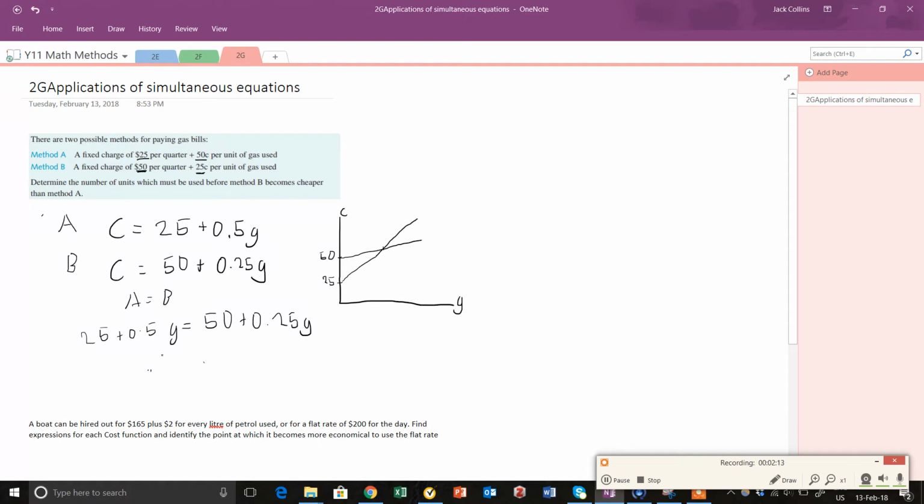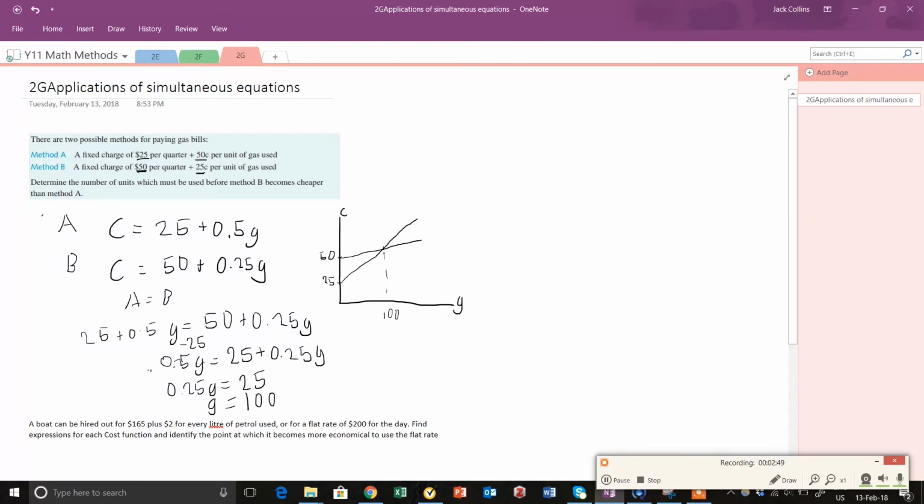So to solve that, we just make G the subject. We take 25 away, so we've got 0.5G is equal to 25 plus 0.25G. Then we get the G's all on one side, so take away 0.25G. So we've got 0.25G left, equal to 25. 25 divided by 0.25 is equal to 100. So that intersection, we know, is at 100 units of gas used.